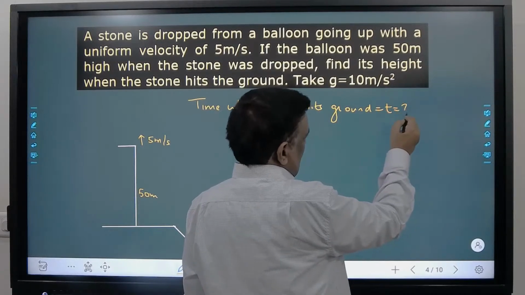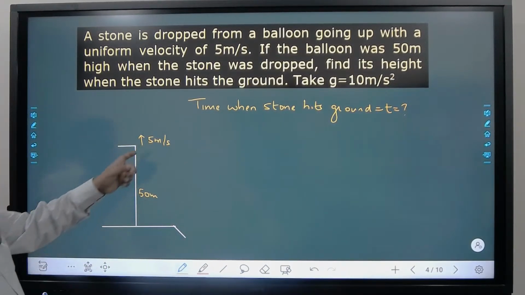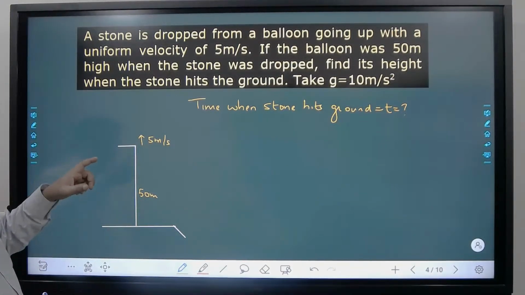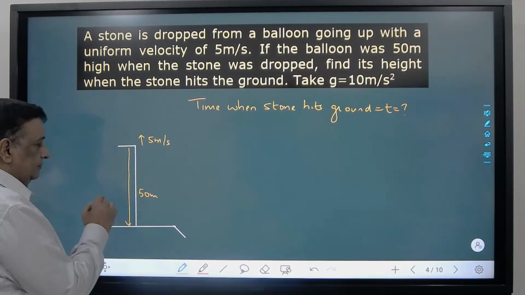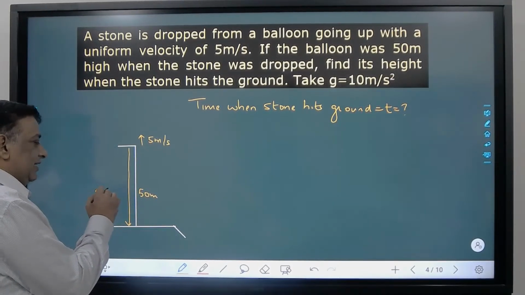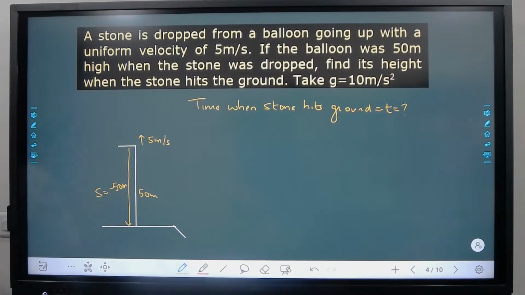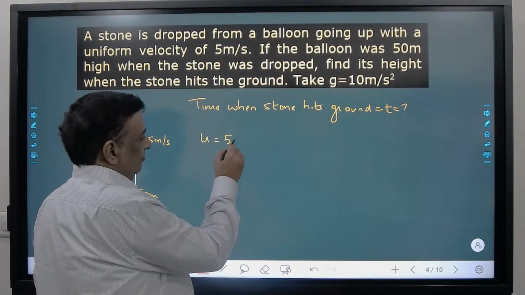You have to find this value: the time when the stone hits the ground. Initial velocity is given as 5 meter per second. If we take the upward direction as positive, the displacement of the stone is minus 50 meter. So we say u is equal to 5 meter per second.